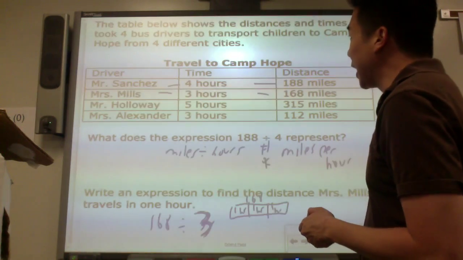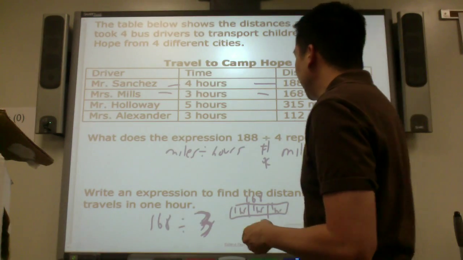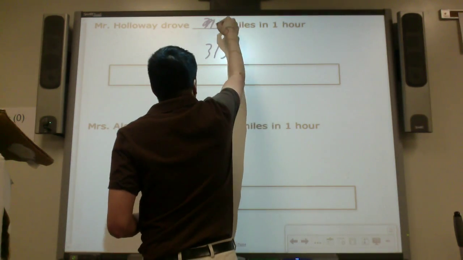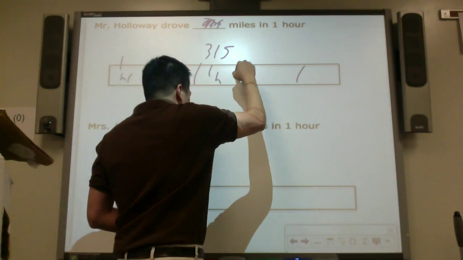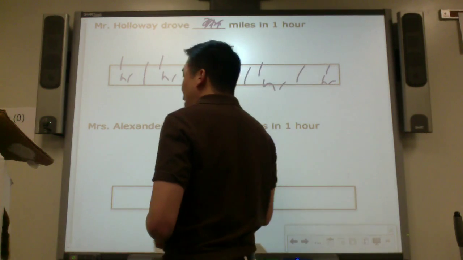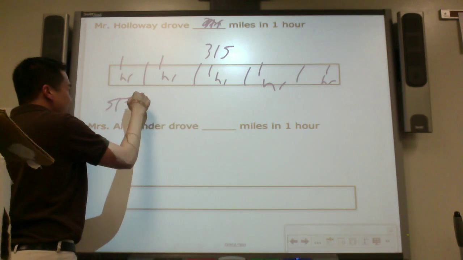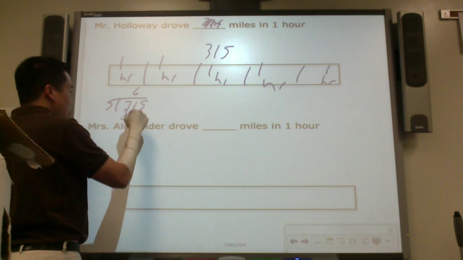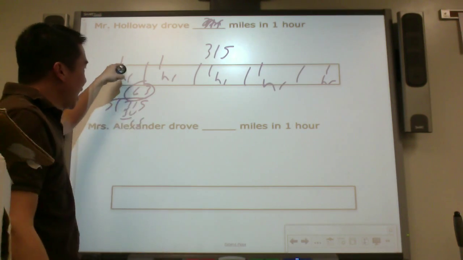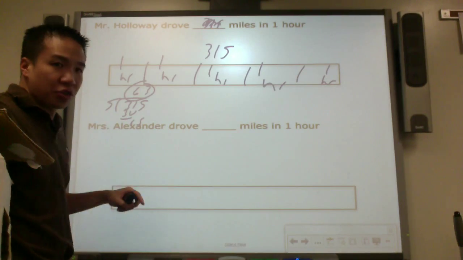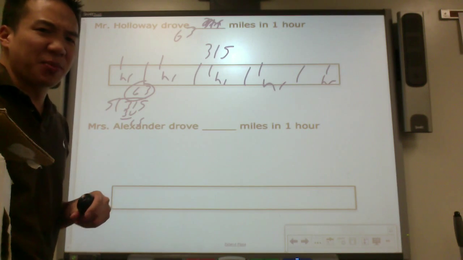Mr. Holloway, on the other hand, drove 315 miles in 5 hours. So 1 hour, 1 hour, 1 hour, 1 hour, 1 hour. I need to know how many miles he drove per hour, for every 1 hour. So 315 divided by 5 is 63. So he drove 63 miles for every 1 hour. So 63 miles per hour. That's a fast driver, especially if the speed limit is 60 miles per hour.